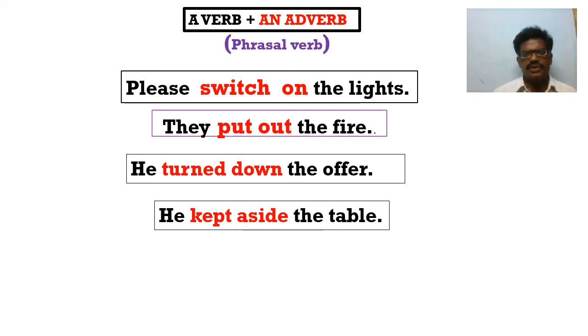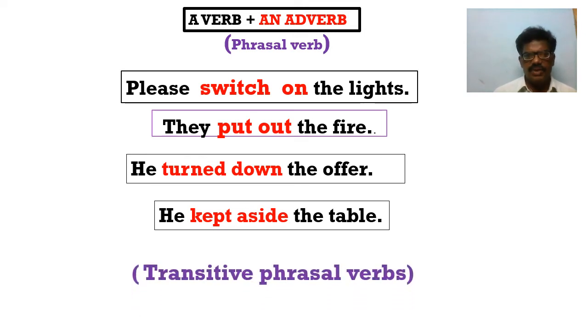In this way, here also, the phrasal verb is formed with a verb plus an adverb. But one difference is that after all these phrasal verbs, we can find the objects: the lights, the fire, the offer, the table. So here the same phrasal verb is called transitive phrasal verbs.